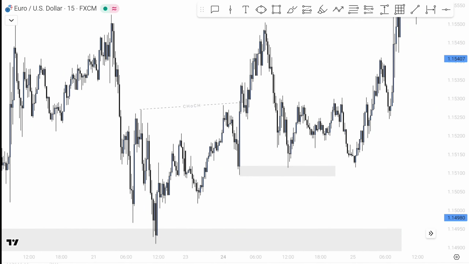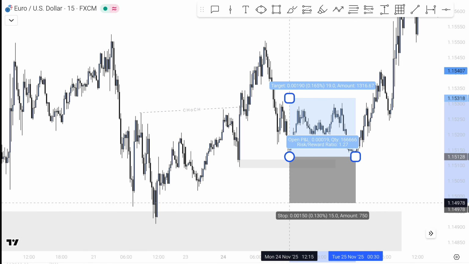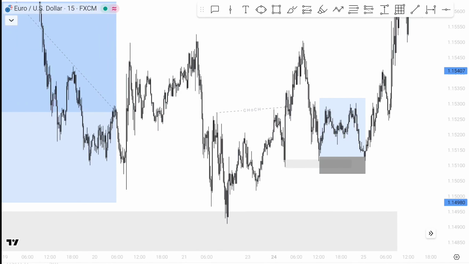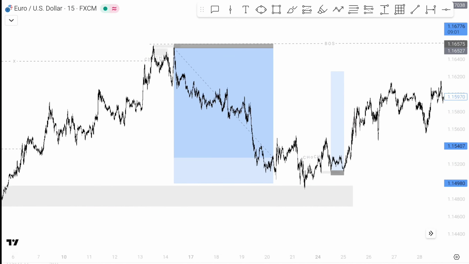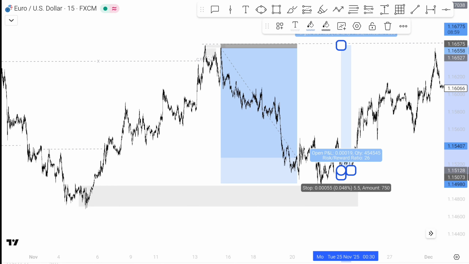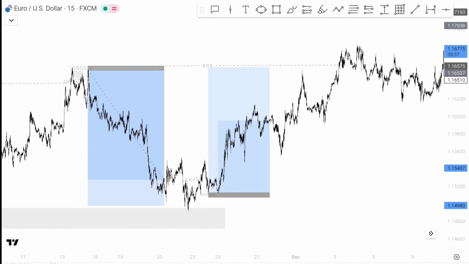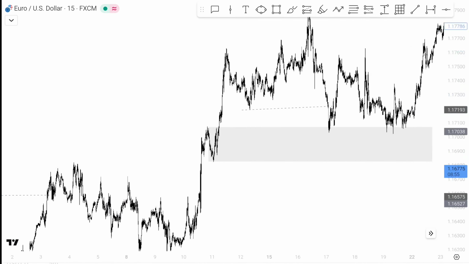And when market tapped on this unmitigated order block, you can look for a buy at this point, with the stop loss at this point. This is the risky stop loss, and target the reset high, which was at this point. And as you can see, these were the trades that you can take in swing trading.